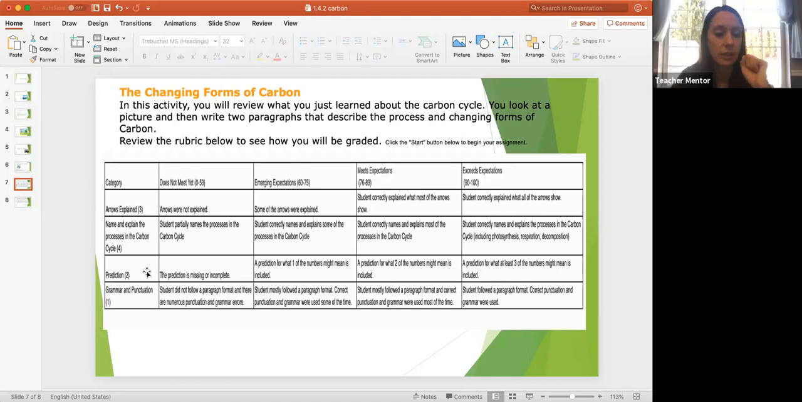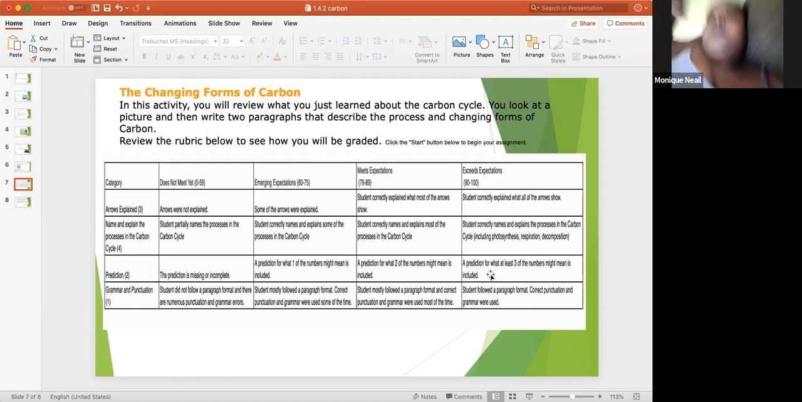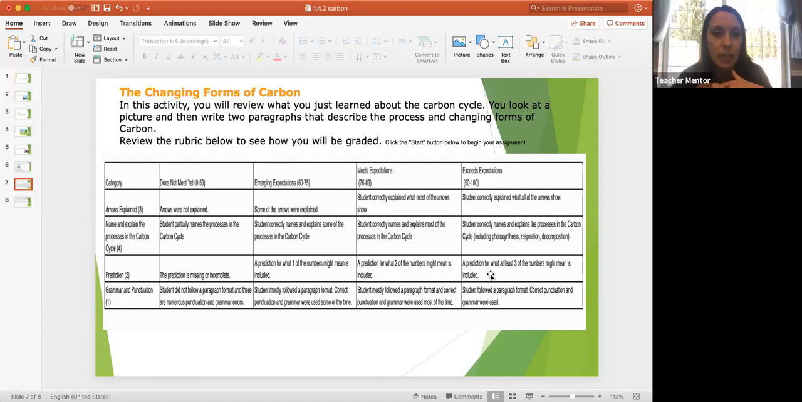Your prediction: a prediction of what at least three of the numbers might mean is included. So you are explaining what you think those numbers mean. And again, we talked about those being the amount, or the ratio, percentage of how much carbon each one of those processes is releasing out. And then of course your grammar and your punctuation. Make sure to use paragraphs and always make sure to use capital letters, capitalization, and punctuation.